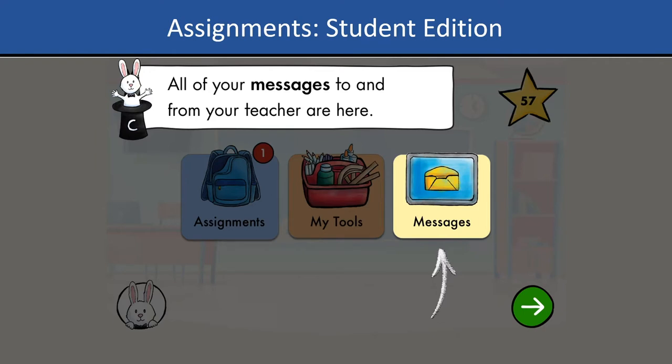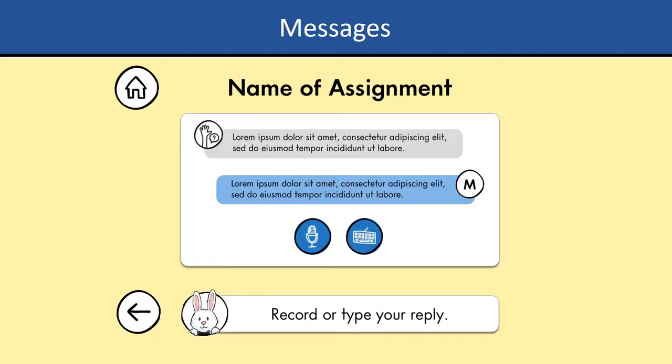To read responses from their teacher, a student will click on the messages icon. When you respond to your student, the messages icon on the home page will have a red badge to let the student know they have a new message. When students click on the new message, they will see the conversation thread. Then they will have the option to send a reply.